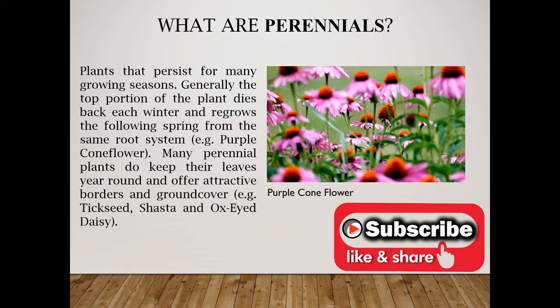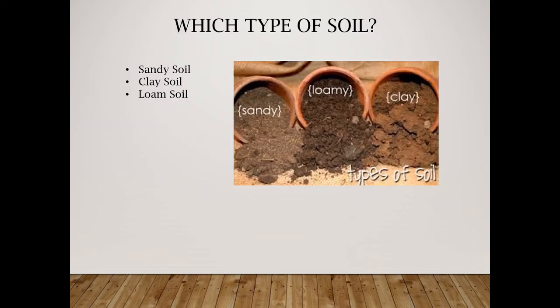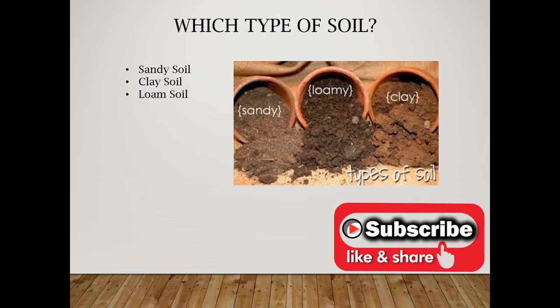Which type of soil to use? There are 3 types of soil mainly. Number 1, sandy. As the name suggests, it consists of sand only. Number 2, loamy. The mixture of all 3 types of soil in equal quantities is called loamy. Clay is very soft soil which consists of clay only.